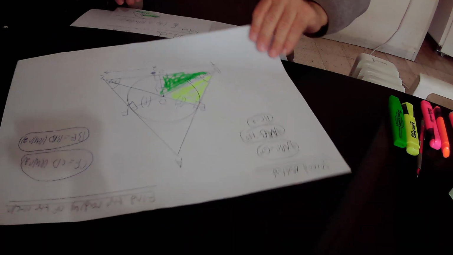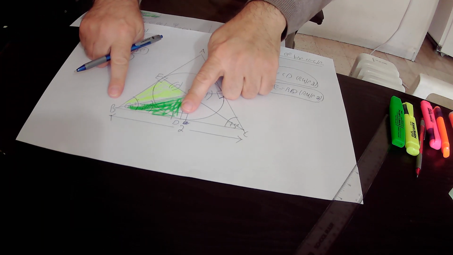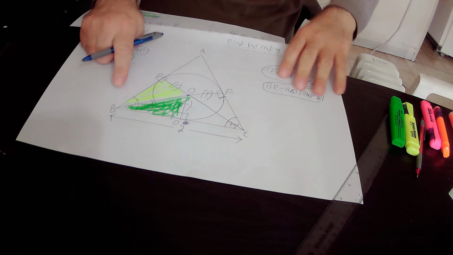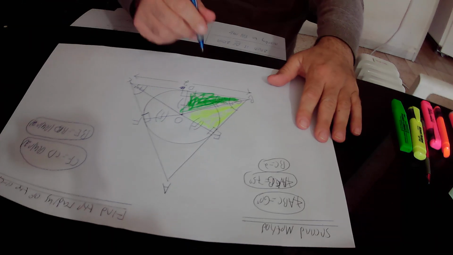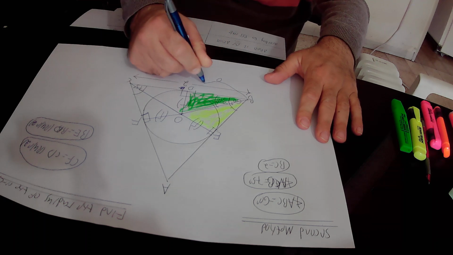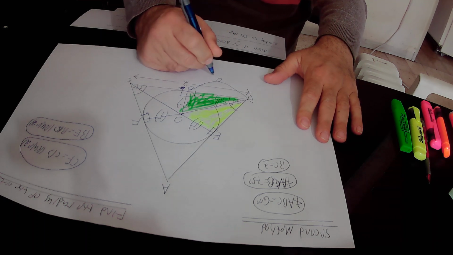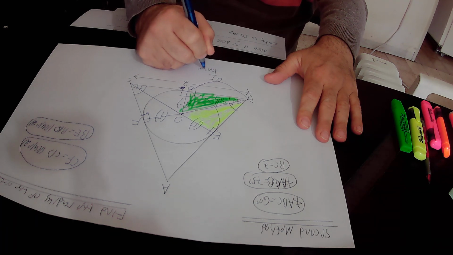So this line segment BD equals R over tangent 30 degrees in its length. So I write it down. BD equals R over tangent 30 degrees.